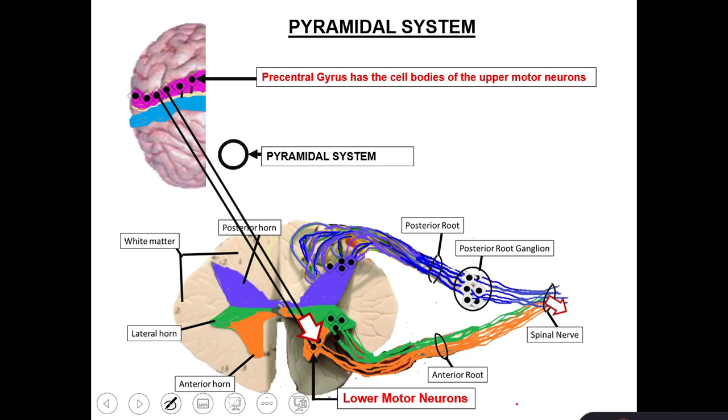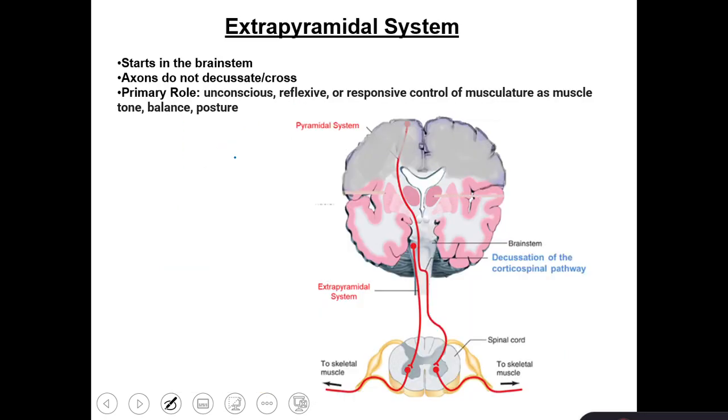We call that the pyramidal system because the fibers cross over in the medulla. That's why we call it the pyramidal system, and that's why the right precentral gyrus controls the left side of the body, and the left precentral gyrus controls the right side of the body. In addition to the pyramidal system, where the fibers cross over, we have the extrapyramidal system that begins in the brain stem.